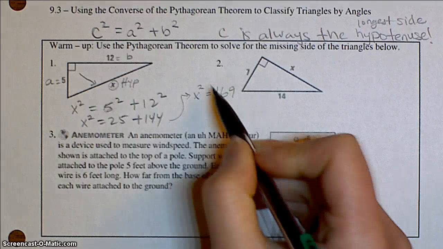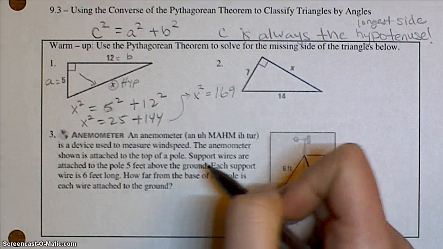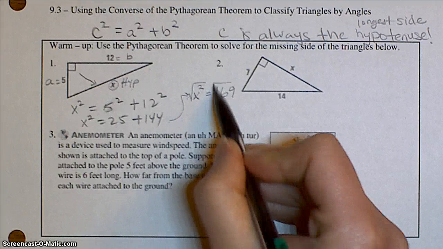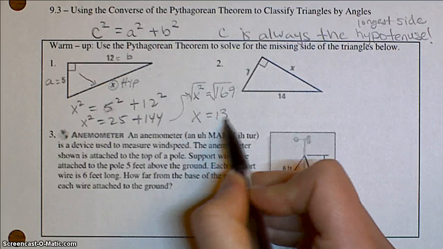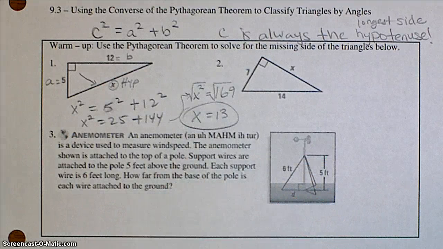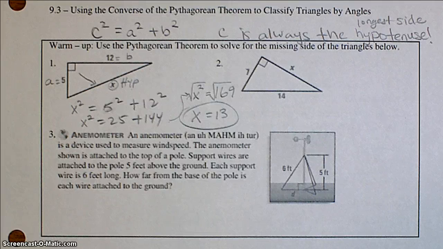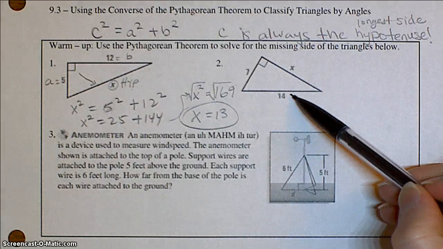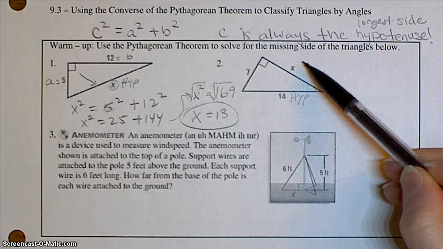To get this squared value gone, so x is by itself, you do the square root of both sides, and then you would get that x is equal to 13. Okay, so if you already know the triangle is right, you could use the Pythagorean theorem to find a missing side.